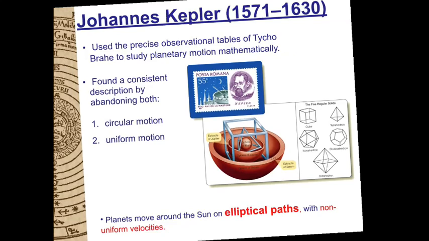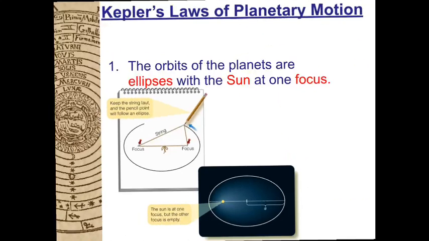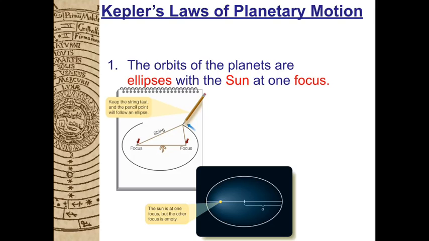So the orbits of the planets are elliptical with the sun at one of the focuses. Okay, but the other one is empty. So ellipses have two, and the sun just happens to be at one of them. So this is Kepler's first law that he comes up with. Kepler has 3 laws. The first one is that the planet's orbits are elliptical with the sun at one focus.